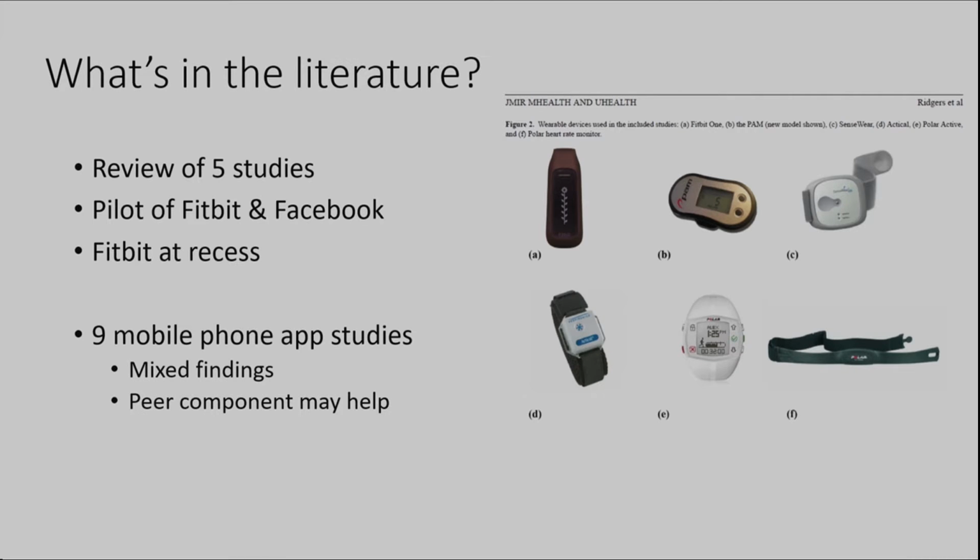So just to finish up on the interventions, what's in the literature out there? There was a review of 5 studies that used various wearable devices. So these were 5 small randomized controlled trials. In addition to that, there was a pilot of the Fitbit and Facebook and the Fitbit at recess. So I think it's coming out there. I know there's a lot of studies going on, but they're not necessarily yet published, and the ones that are are still quite small. Again, there was a review of 9 mobile phone app studies, mixed findings. One of them was that perhaps having a peer component in it was helpful.